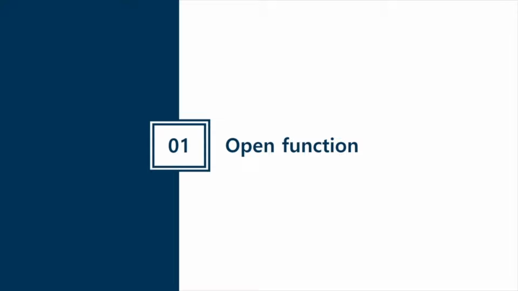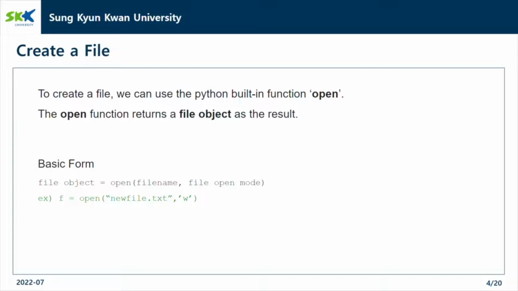First, let's talk about the open function. To create a file, we can use the Python built-in function open. The open function returns a file object as the result. Here's the basic form of the open function.